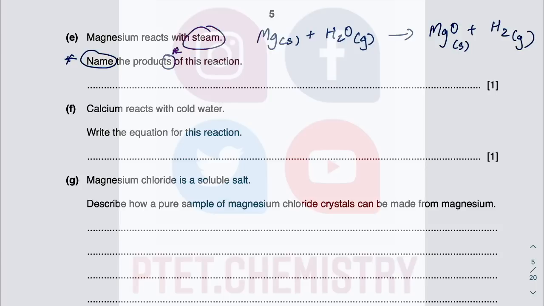Okay, what do they want? They want the name of the product. This is called magnesium oxide. And you also have hydrogen gas.